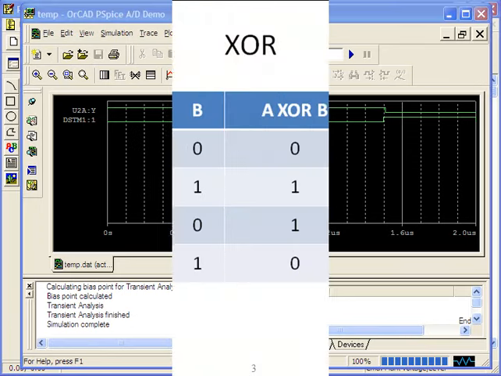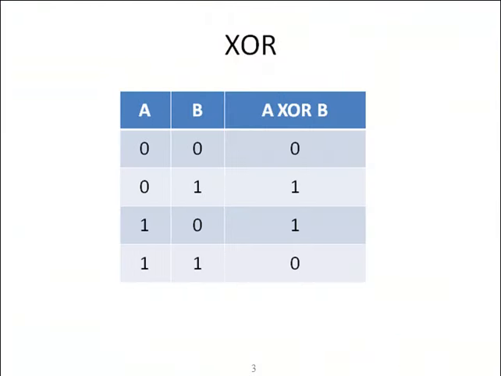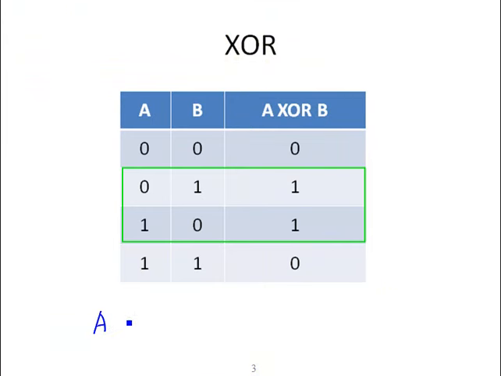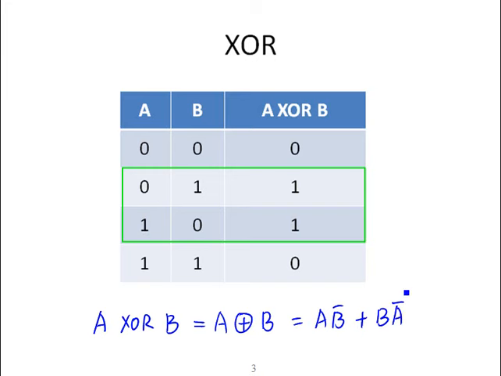As for exclusive OR, this is the truth table. From the truth table, we may derive the expression as follows. The result is 1, or digital high, when the two inputs A and B are different. Otherwise, it's 0. That is AB' plus BA'.